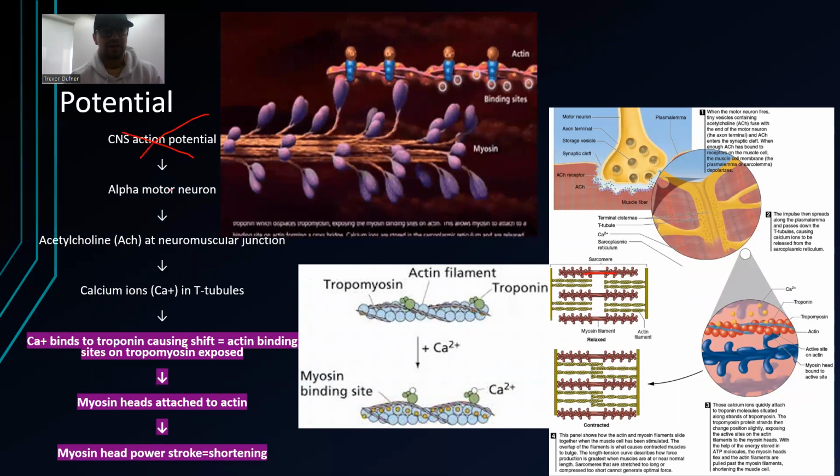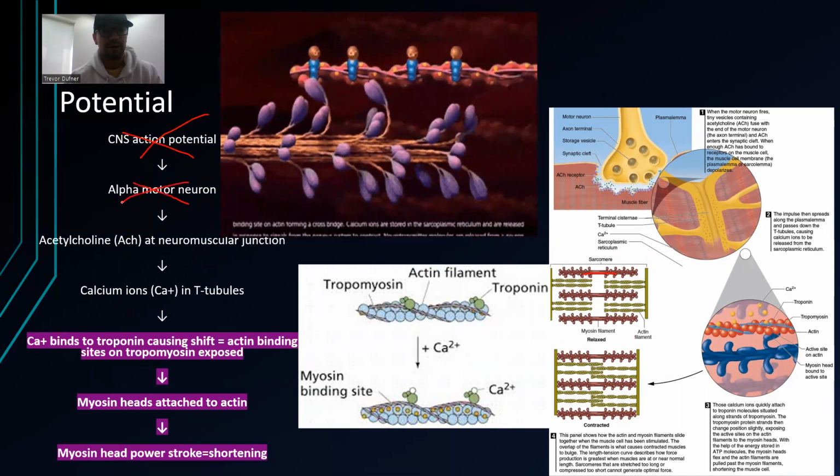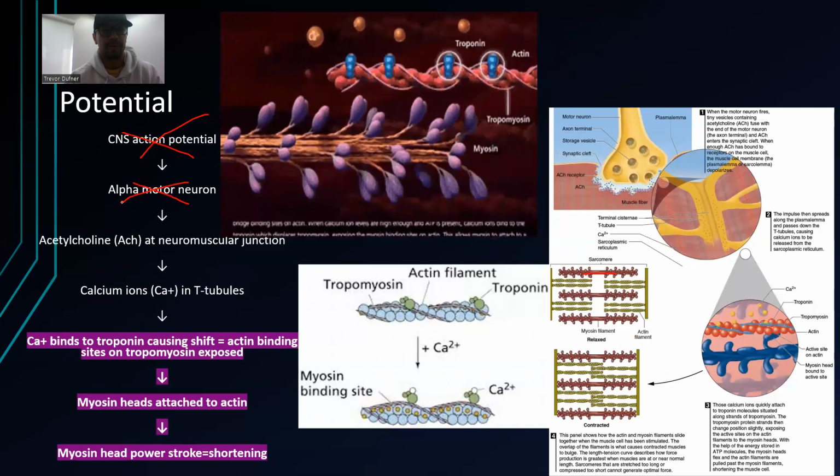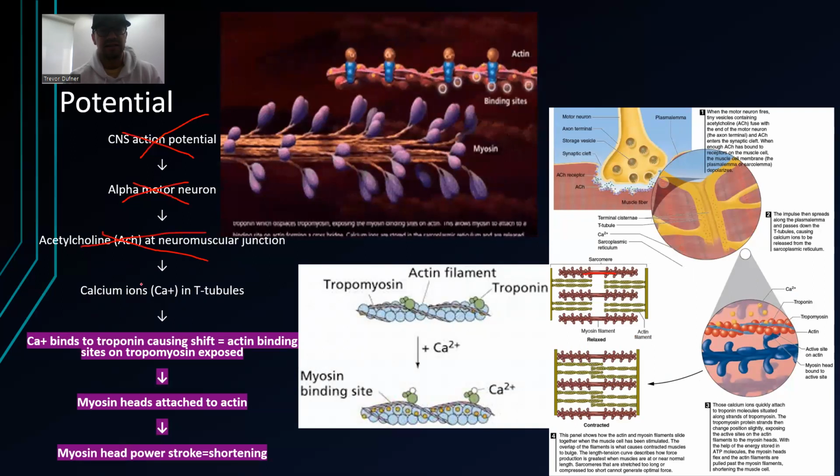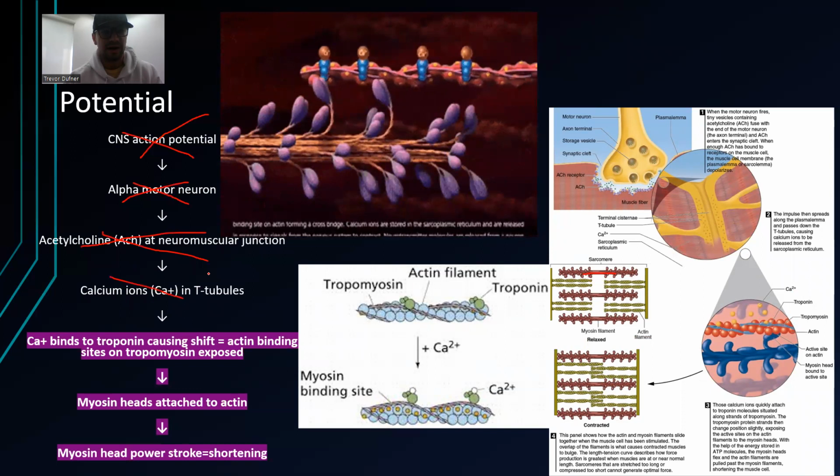the alpha motor neuron is no longer stimulated by the central nervous system, right? By the primary motor neuron, the first order motor neuron, right? When the alpha motor neuron is no longer stimulated, acetylcholine is no longer released. When acetylcholine is no longer released, the sarcolemma, the plasmalemma, the sarcoplasmic reticulum of the muscle cell are no longer going to release calcium ions.